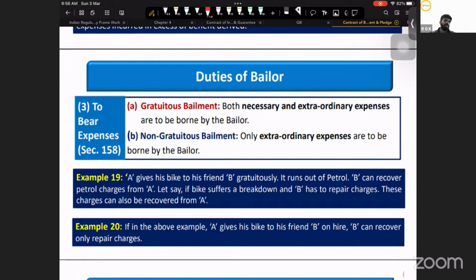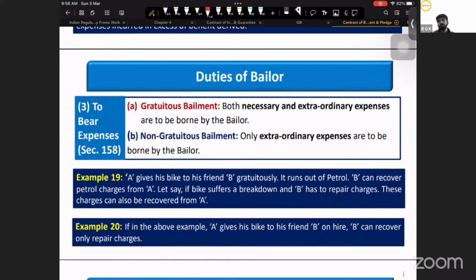So you take a car on hire, you will be liable to pay the petrol charges and other minor expenses. If you incur a bigger, extraordinary expense, like repair of the engine, that expense you can ask the bailor to compensate. On the other hand, if it is gratuitous bailment, we have to see whether the gratuitous bailment is for the benefit of the bailor or for the benefit of the bailee.